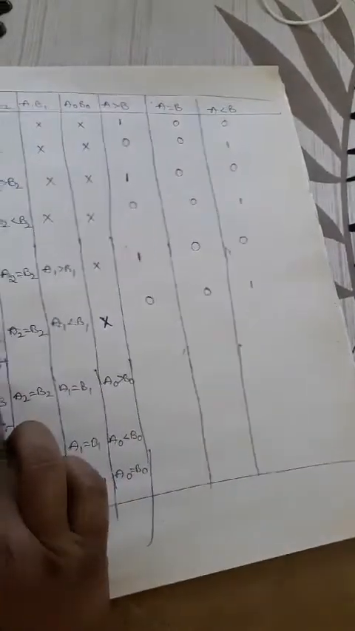Now coming to this greater than: greater than is enabled and the others are false. Now coming to less than: less than is enabled and the remaining will be false. And this is the equality condition, so equality is enabled here and the remaining will be false.